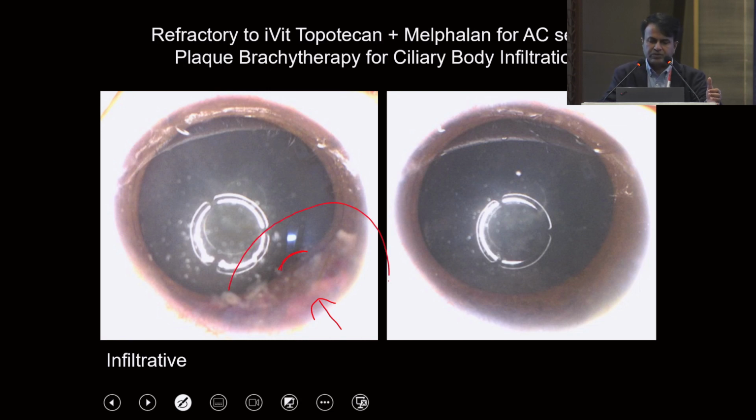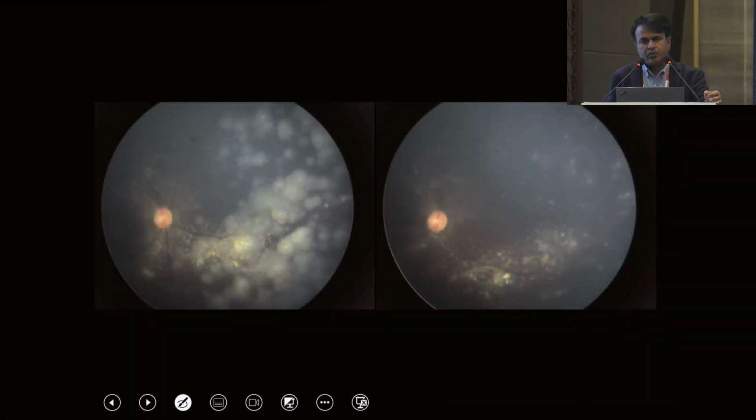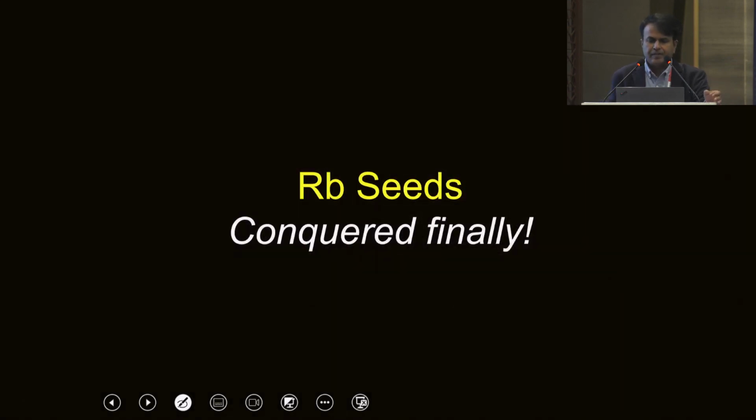This was the only eye of this patient. Other eyes were already enucleated. We did plaque brachytherapy for the ciliary body component. For the anterior chamber seeds, we did intravitreal melphalan and intravitreal topotecan. So with all this treatment, the patient finally regressed. So there is an advantage in using a combination of treatment in desperate or difficult situations. One more advantage that we have noted is that these epiretinal seeds or subretinal seeds also start going away with intravitreal topotecan. So we don't have to do extensive laser TTT to all these areas. Simply give intravitreal injection and these seeds start disappearing.